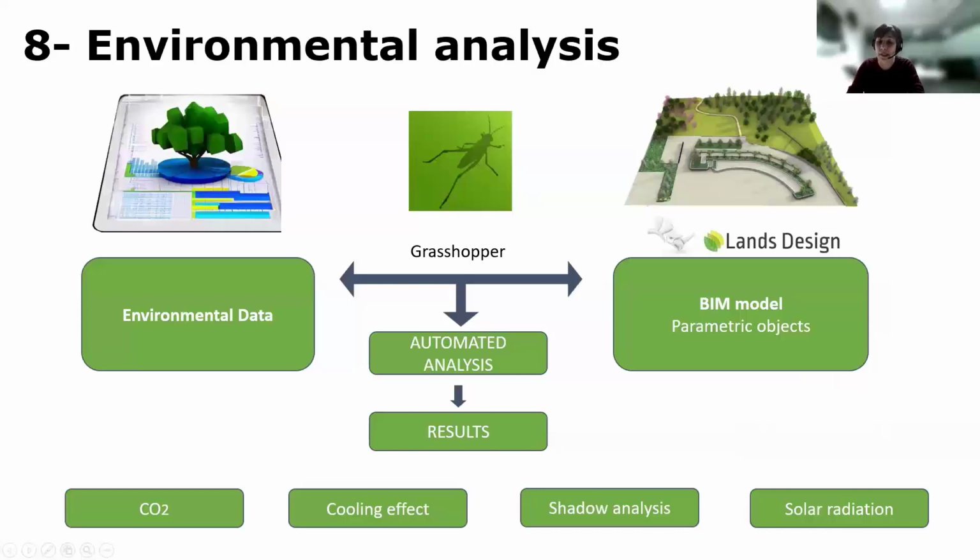Okay. Another use of Grasshopper is doing environmental analysis. For example, we link the environmental data through Grasshopper to a Lens Design model, and then we can do different types of analysis. For example, CO2 calculation. How much CO2 will get absorbed by implementing this project? Or how much would be the cooling effect of plants on the floor? So how many degrees will they reduce the temperatures?